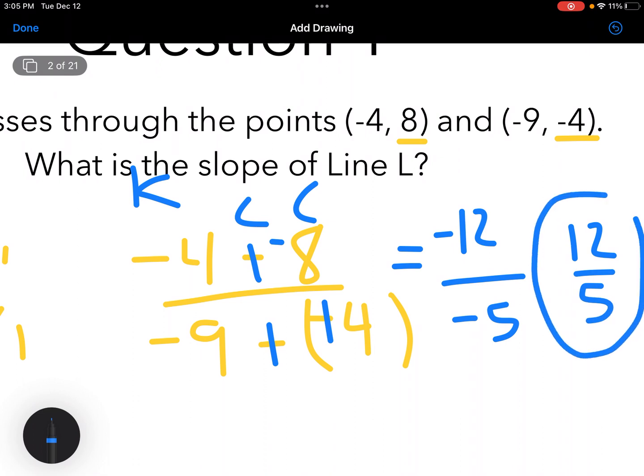And you don't want to change that to 2 and 2/5 because that's not going to give you a rise over run or a slope. So you want to keep that as 12 over 5.